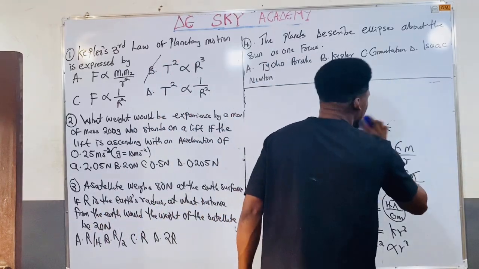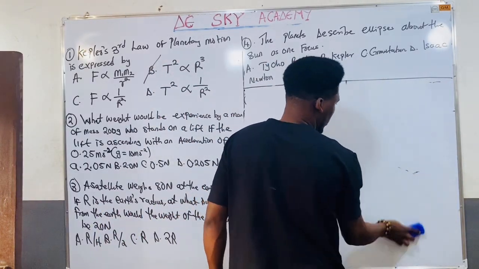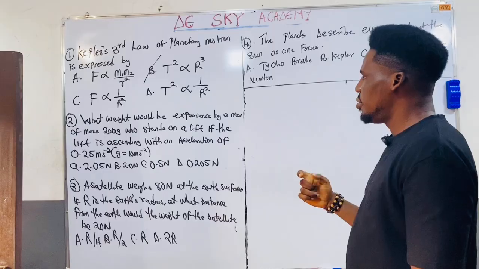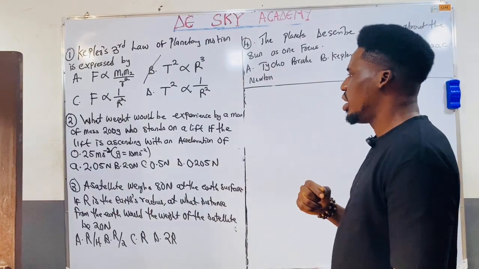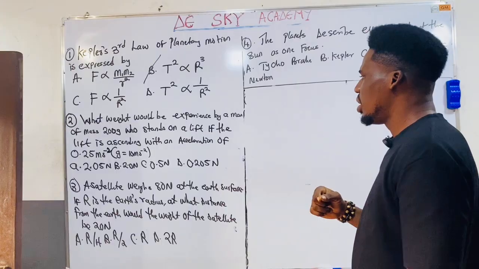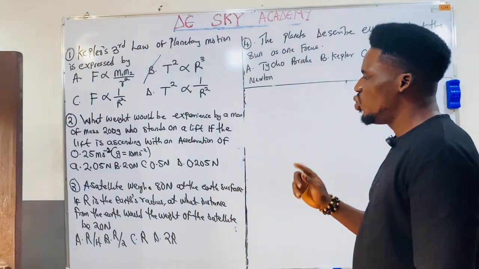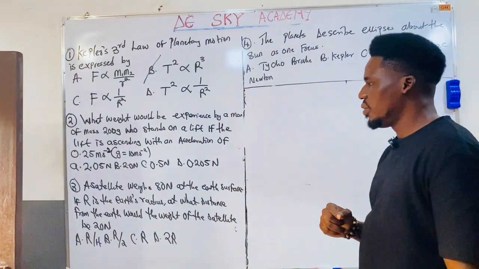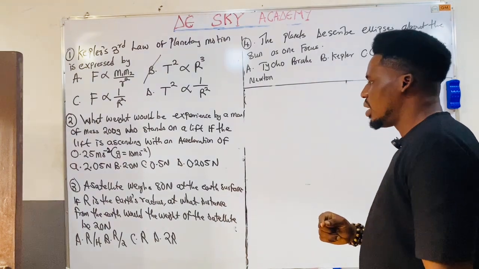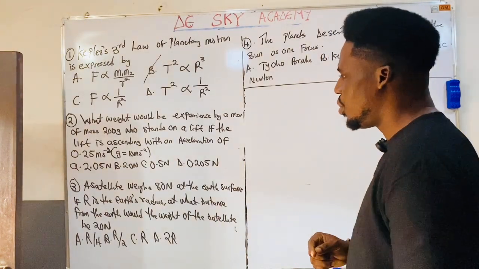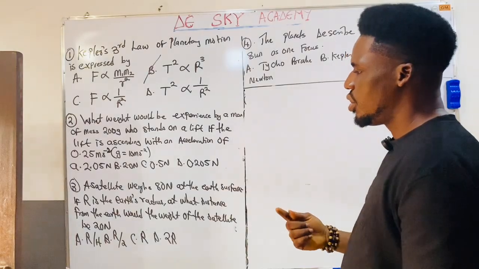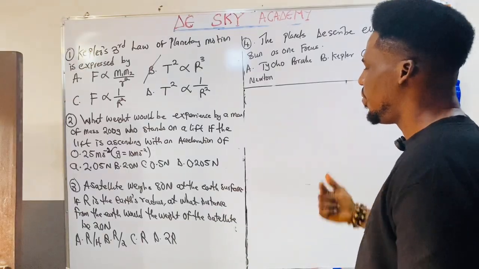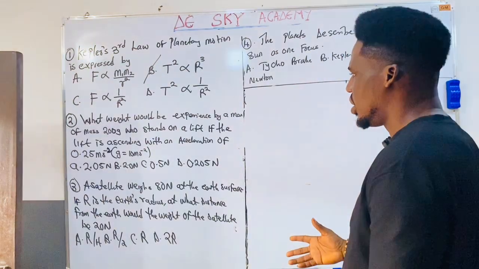Question number 2. What weight would be experienced by a man of mass 200 grams who stands on a lift if the lift is ascending with an acceleration of 0.25 meter per second square? Take g equals 10 meter per second square. Option A, 2.05 Newton. Option B, 2.0 Newton. Option C, 0.5 Newton. Option D, 0.205 Newton.